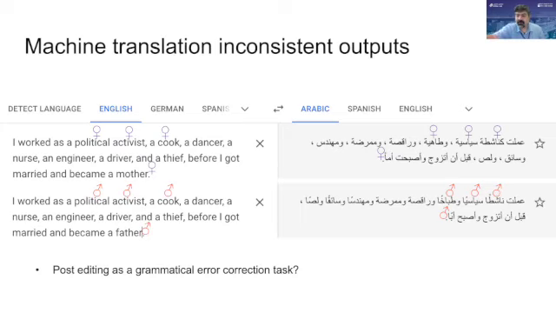So it says, "I worked as a political activist, a cook, a dancer, a nurse," right? And then, but then it flips. So in some aspects, they are actually matching the gender. In some aspects, I guess dancer, nurse, if you could become a dancer, nurse and then become a father after that, so that's an interesting life. And you also cannot be a woman and be an engineer, driver, thief either, right? So again, these are really just inconsistent.